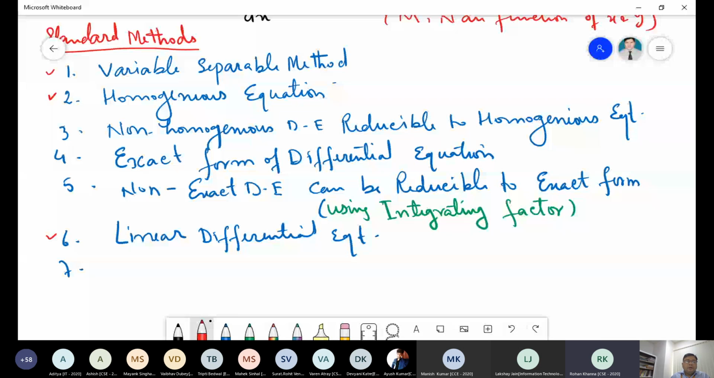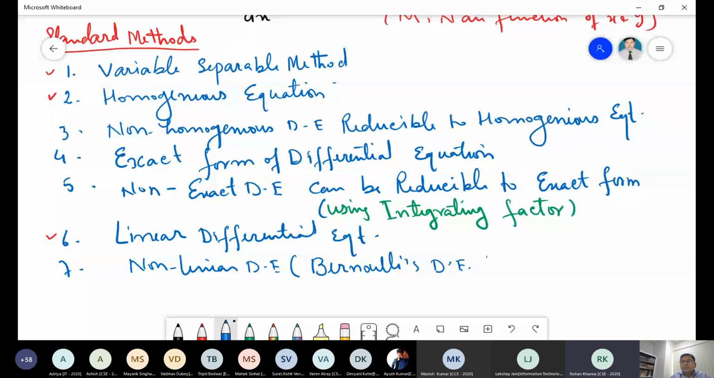So come to the seventh part. This is called the nonlinear, or the Bernoulli nonlinear differential equation. Sometimes it is also called Bernoulli equation, Bernoulli's differential equation. So this is one. Okay.